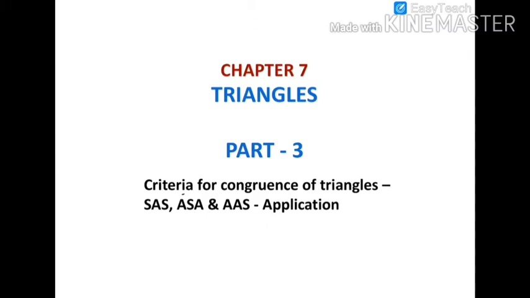We are studying chapter 7, triangles. So far we have studied some criteria for congruence of triangles, that is SAS, ASA and AAS, and we are learning how to apply these criteria to prove triangles congruent. In today's video lesson, we will continue with the application of these criteria in solving questions of exercise 7.1.